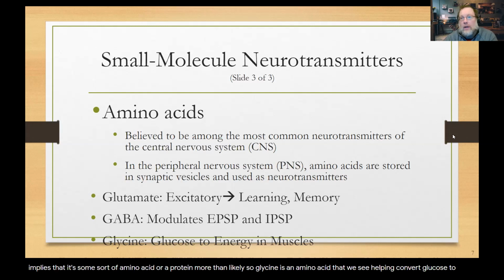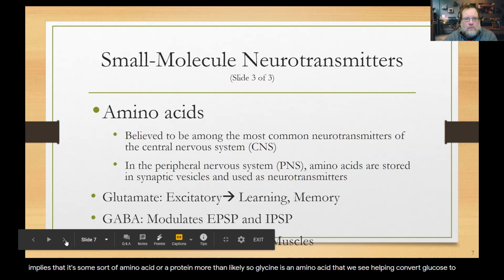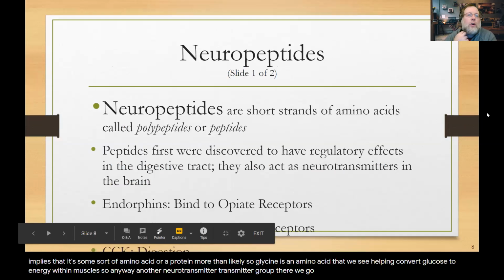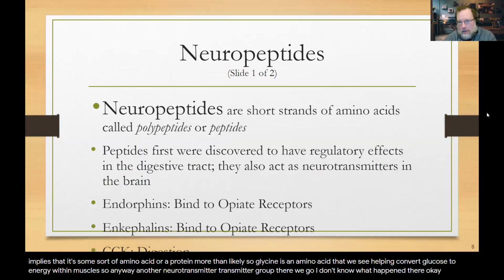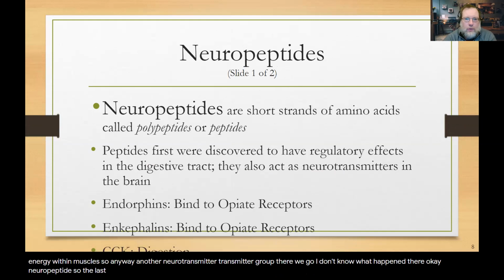So anyway, another neurotransmitter group. There we go. I don't know what happened there. Okay, neuropeptides. So the last group of neurotransmitters are called neuropeptides.